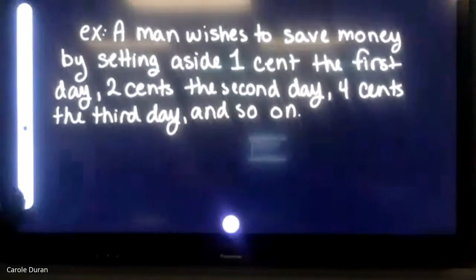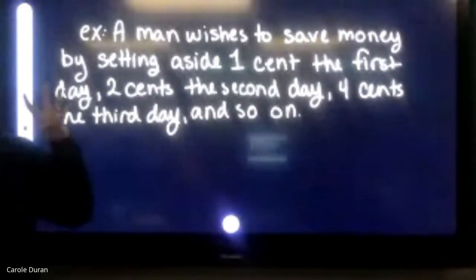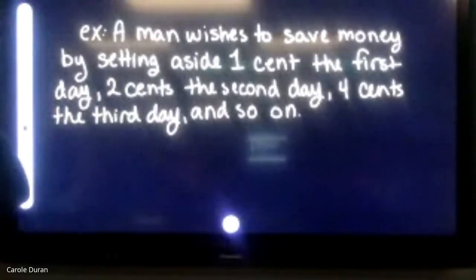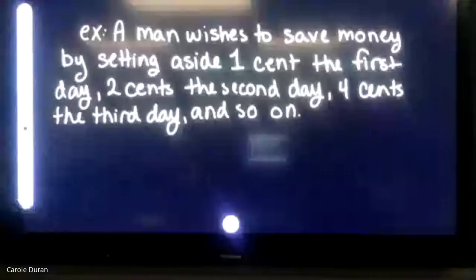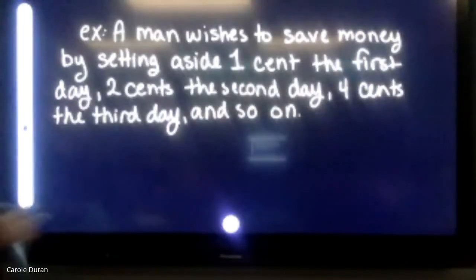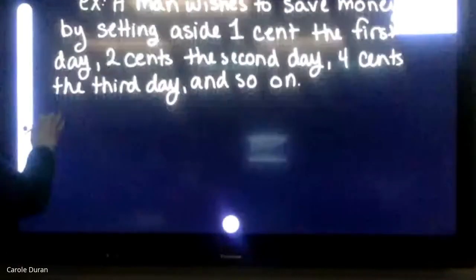So day 1, 1 cent. Day 2, 2 cents. Day 3, 4 cents. Day 4 would be 8 cents. Day 5 then would be... So every single day he's doubling the amount of money he put in the day previous. Using that information, we're going to answer 2 questions.